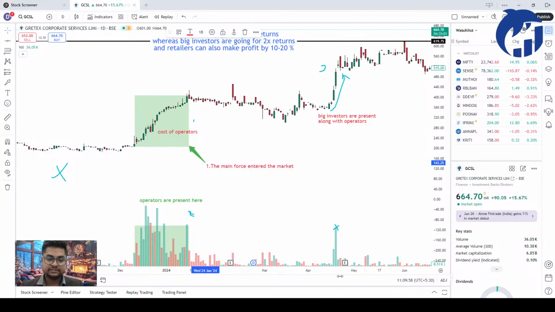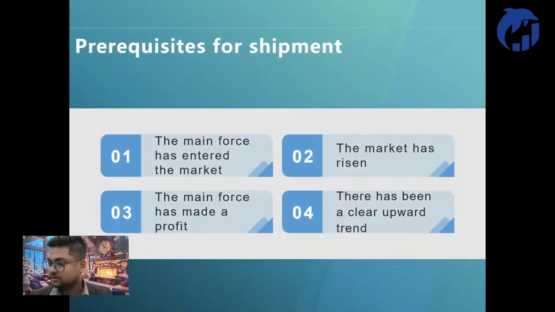So here the main force is entering the market. You have understood by the PPT which we are giving to you. Secondly, we will see the market has risen. So just have a look. From 190 to 200, the market has risen.